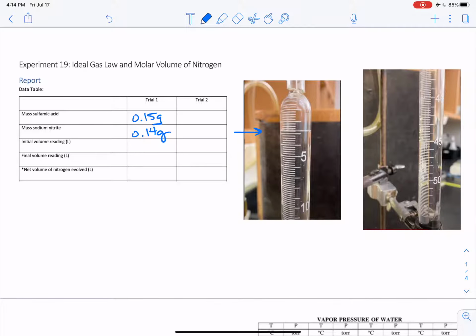Now, this burette reading, it's upside down. So you can see how at the bottom here we have 10, and then we have 9, 8, 7, 6, 5, 4, 3, 2, and 1. So what you're going to do is you're going to read it this way. So that's going to be 2 point something milliliters.